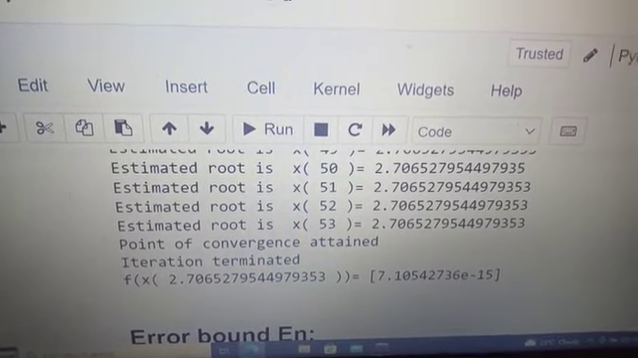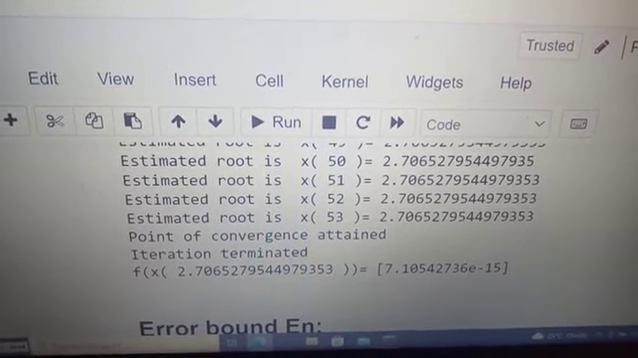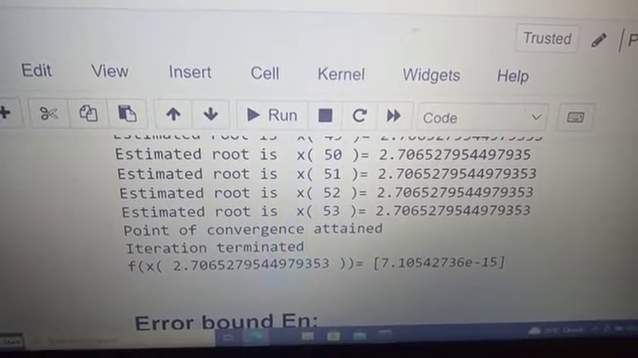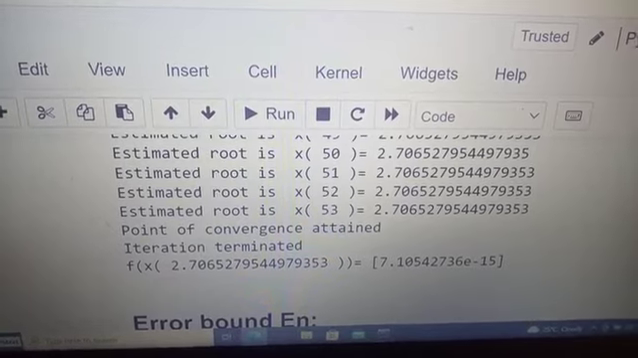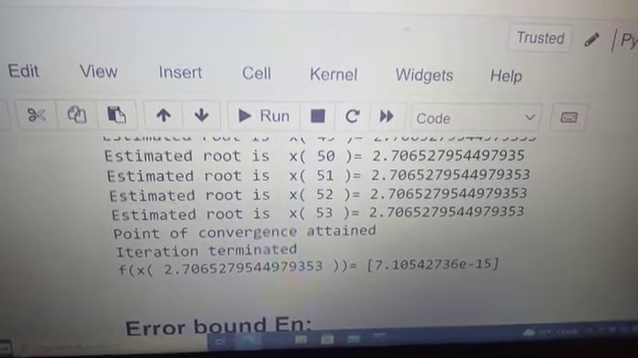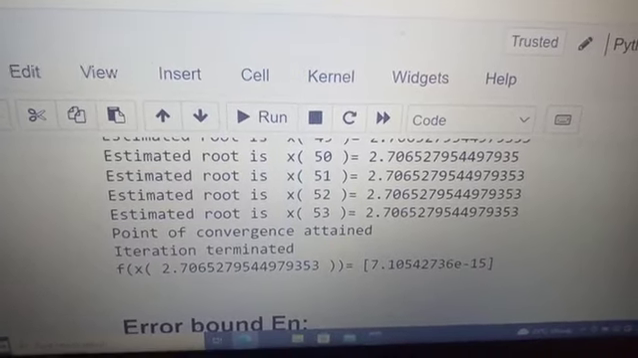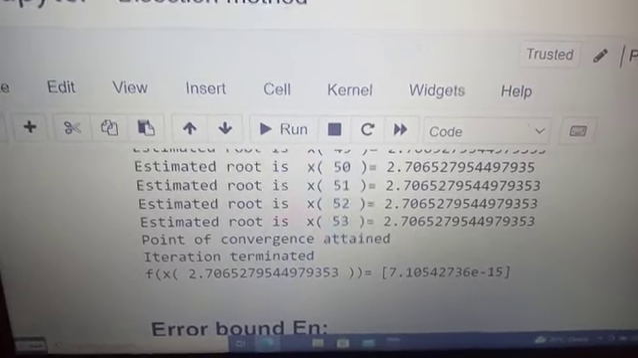Of course, you can see the value of f of x, which is 7.105 times 10 raised to the power minus 15, very close to 0, showing that the method has successfully terminated.